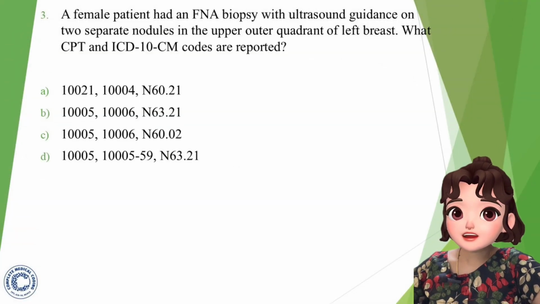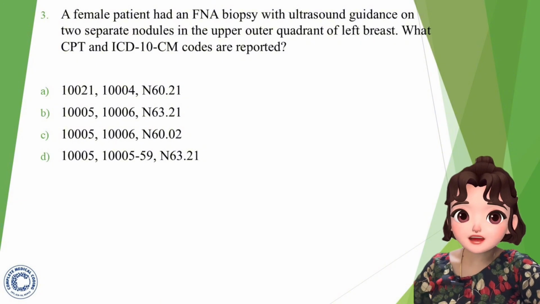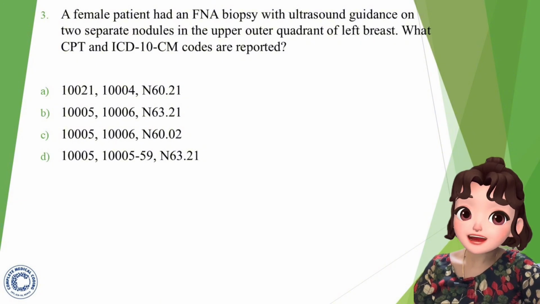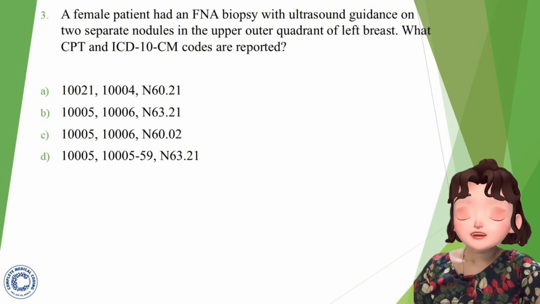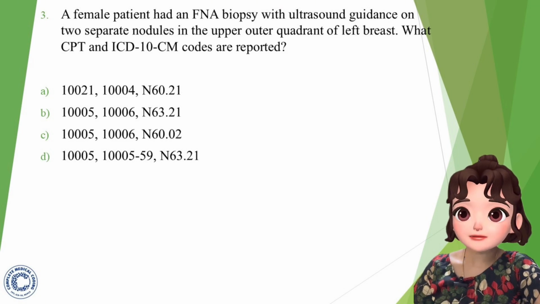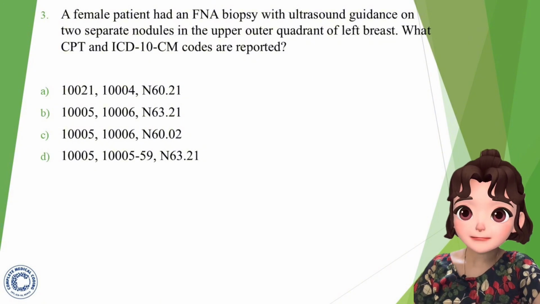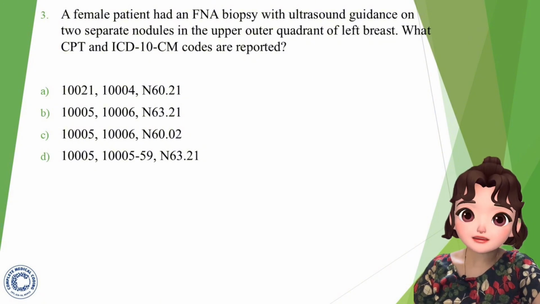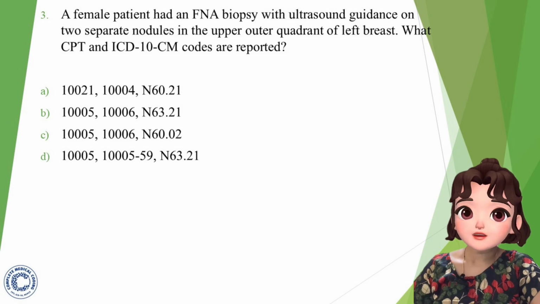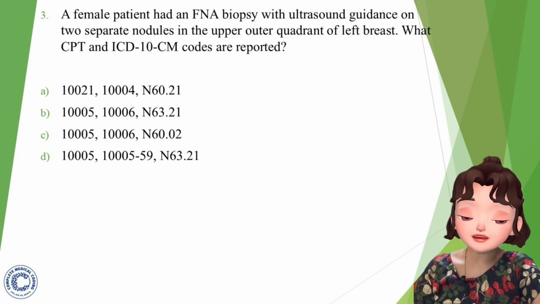A female patient had an FNA biopsy. FNA, fine needle aspiration. Okay. Biopsy with ultrasound guidance on 2 separate nodules in the upper outer quadrant of left breast. So which part is FNA done? FNA biopsy? Upper outer quadrant of the left breast. What CPT and ICD-10 codes are reported?